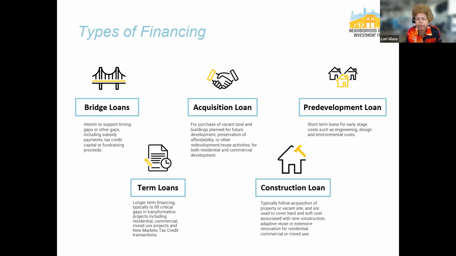Pre-development loans are typically going to be short-term loans, and they're used really for costs such as early stage engineering costs, design costs, environmental. These are all of the early stage things that are required before you can move to the next stage. Regarding acquisition loans, the uses of our loan proceeds will be to purchase either vacant land, but it can also be the acquisition of an existing building, either one that is needing rehab, or the idea of repositioning that property to make it safer, to prepare it for additional financing.